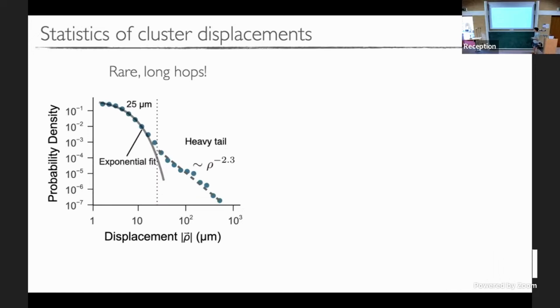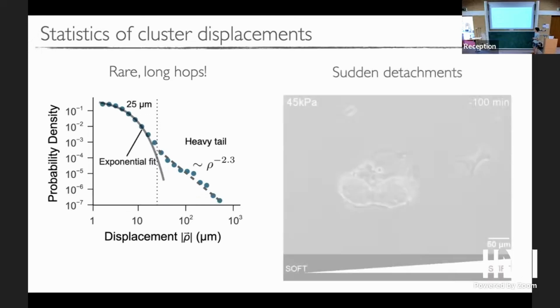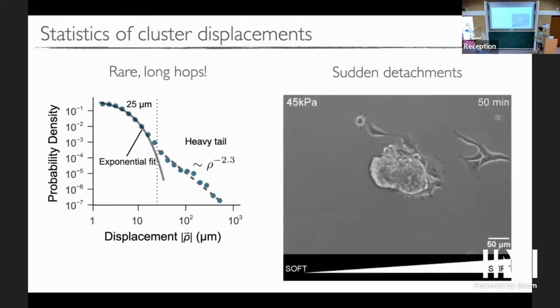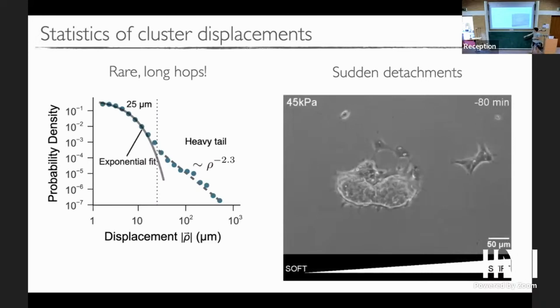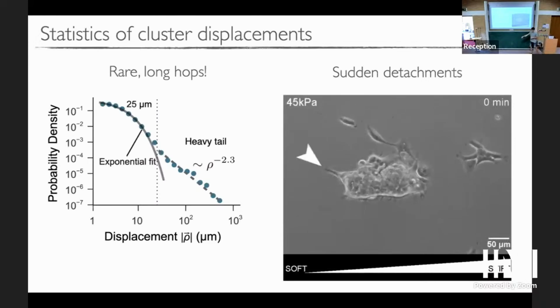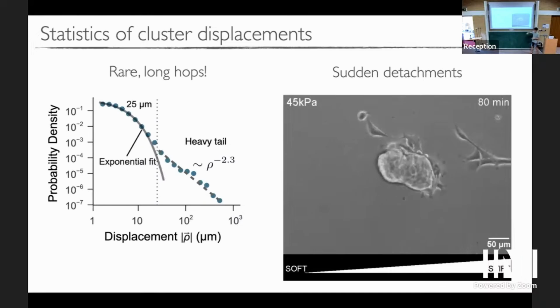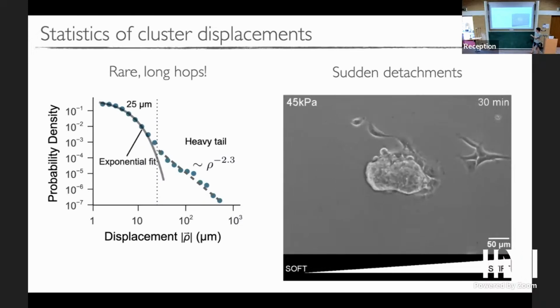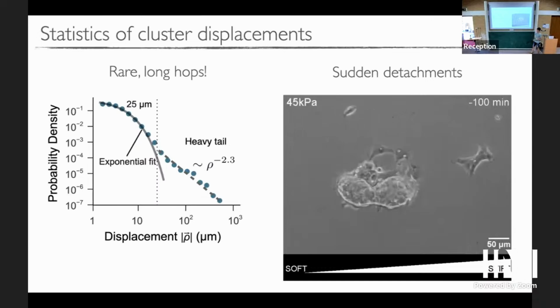And if you look at the events that populate this heavy tail, what you see is that they correspond to sudden detachments. An example of that is here. You see that this cell hangs on to the substrate for a while and then it detaches suddenly. And then this triggers a massive displacement of the cluster. So the events that come out here are essentially like that.